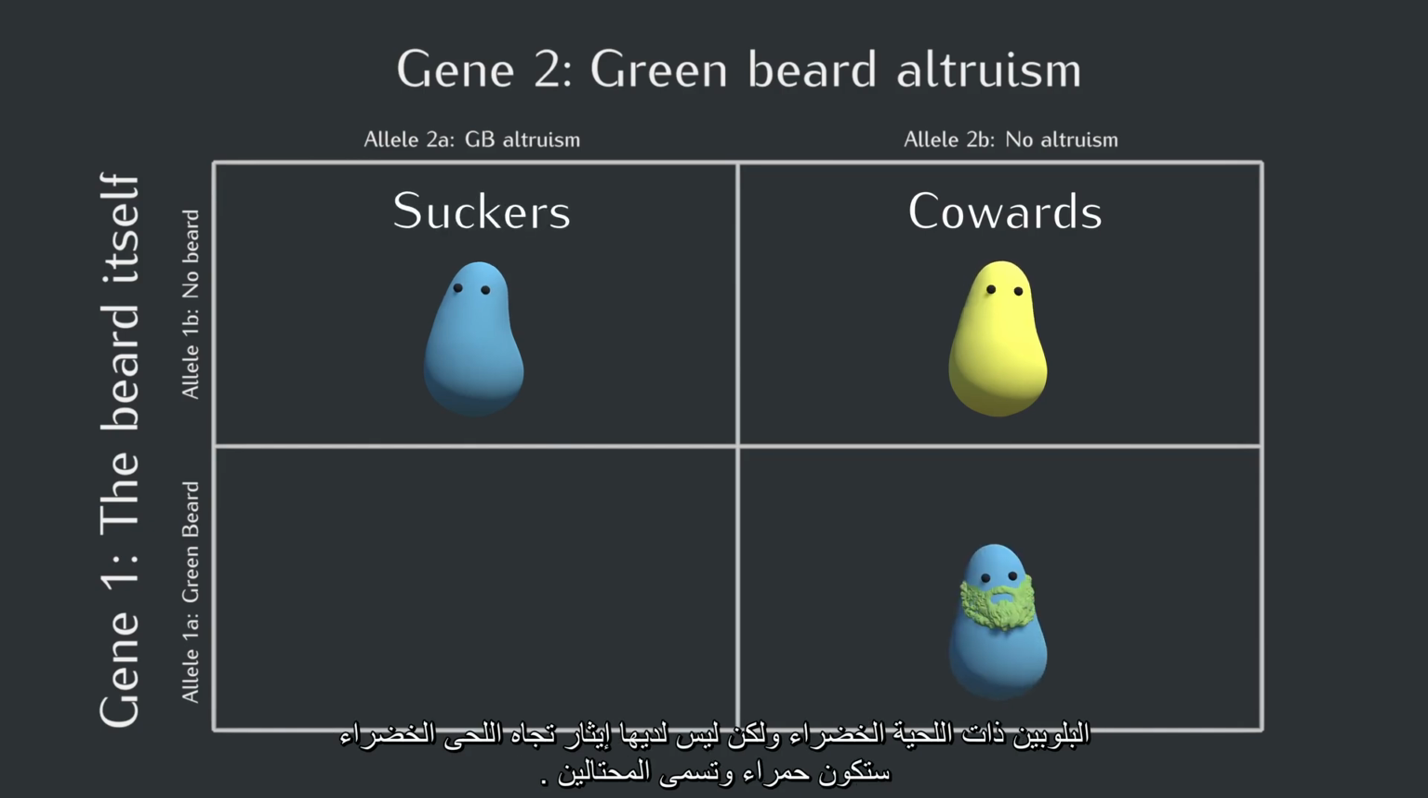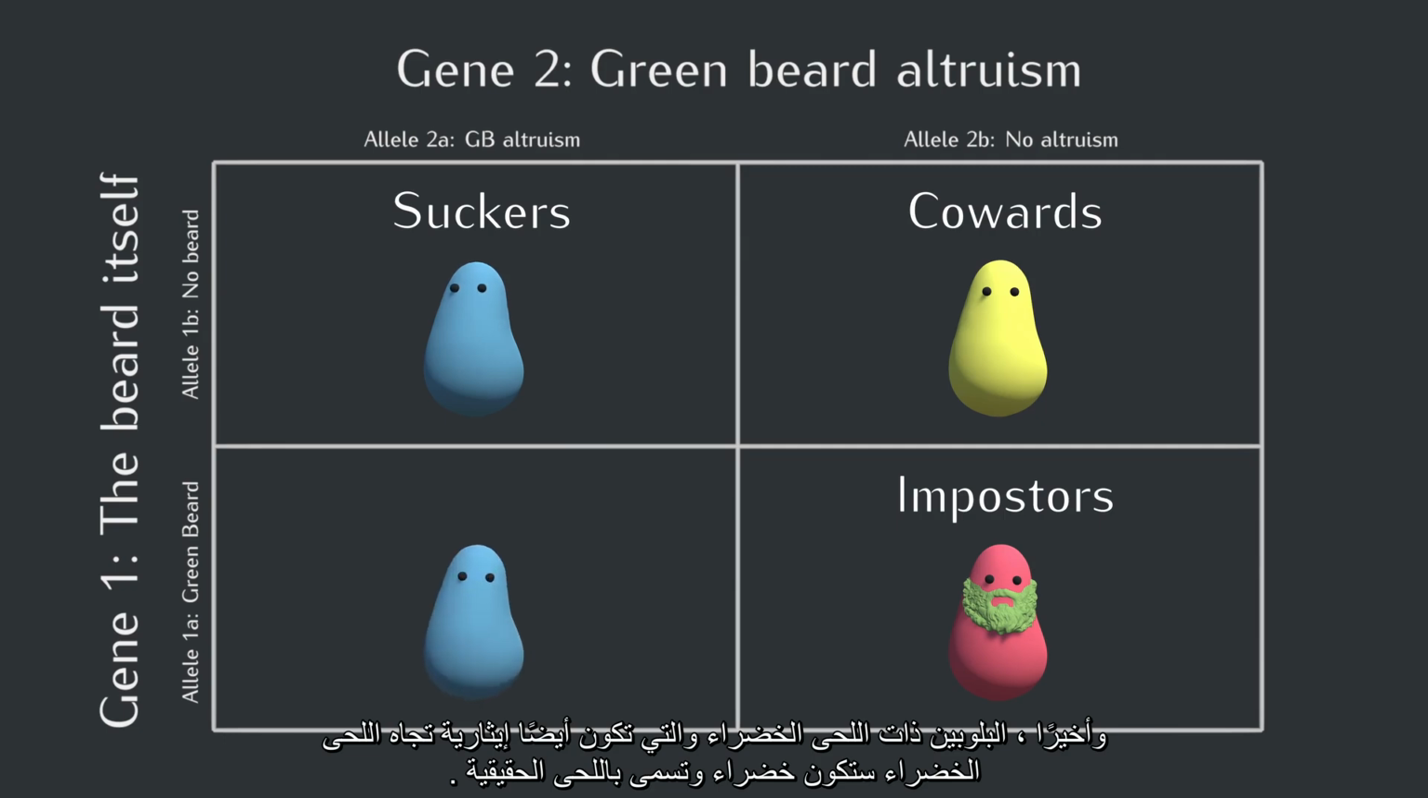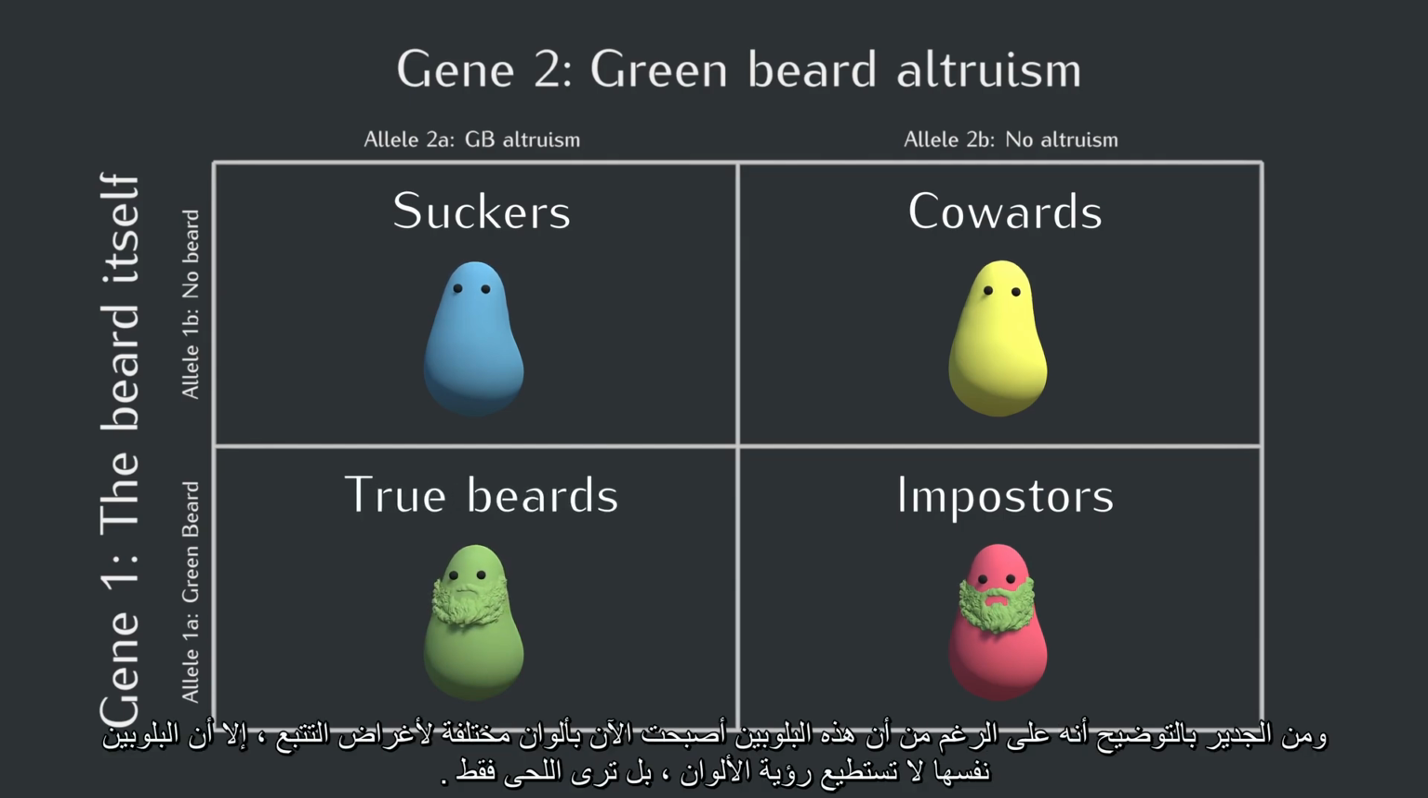The blobs with a green beard but no altruism toward green beards will be red and called imposters. And finally, the blobs with green beards who are also altruistic toward green beards will be green and be called true beards. And it's worth clarifying that even though these blobs are now different colors for tracking purposes, the blobs themselves can't see the colors, they just see the beards.